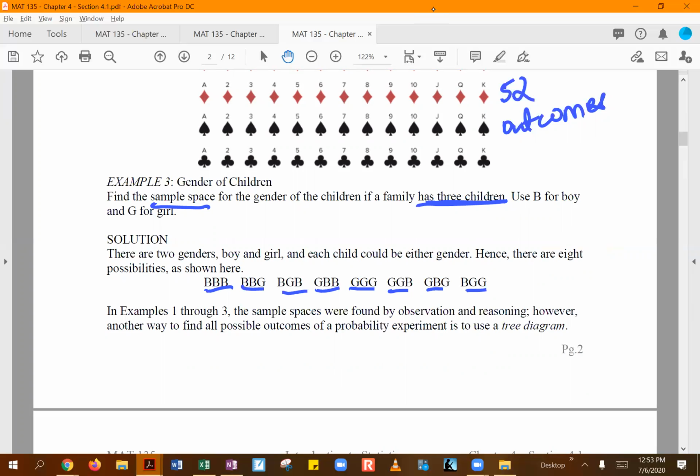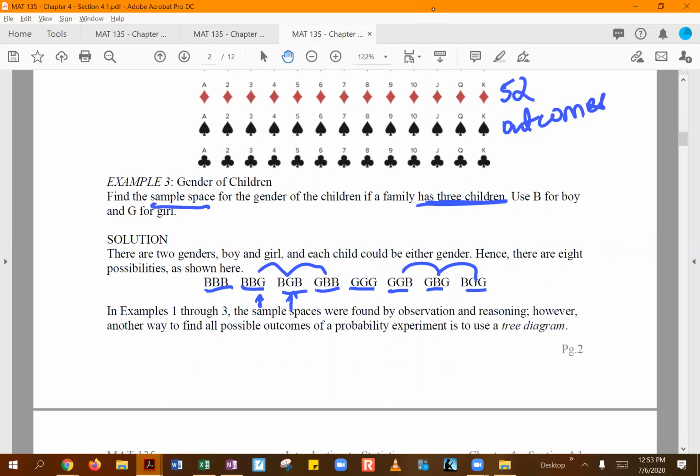But you will notice that these 3 are not the same outcome, because is the first one a boy, is the second one a boy, is the third one a boy. Because they can be the firstborn, the secondborn, and the lastborn, you have to consider all the different options. So we cannot say BBG is the same as BGB, because that means the first 2 were boys and the last one was a girl, whereas the first and the last were boys and the middle child was a girl. So you can see how we have to consider these as different options.